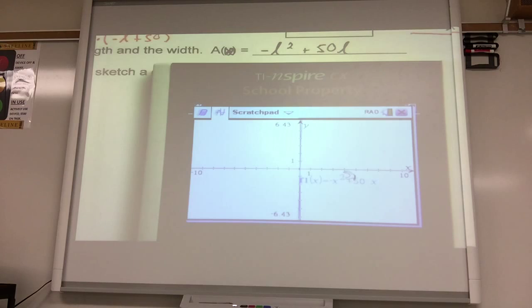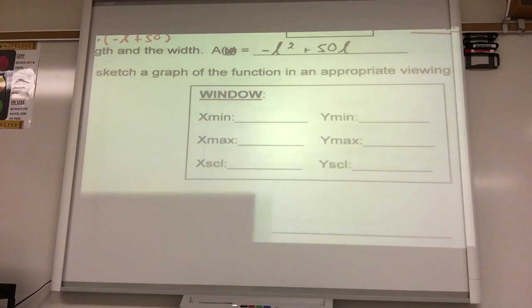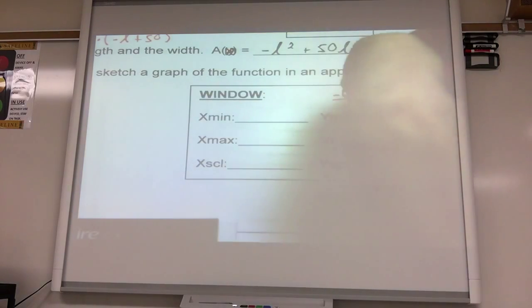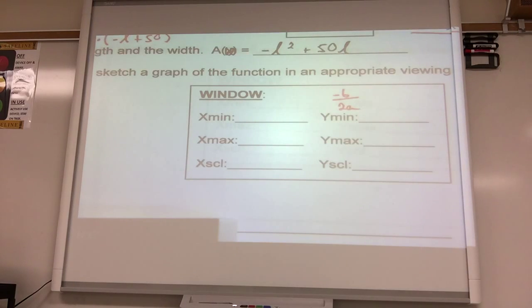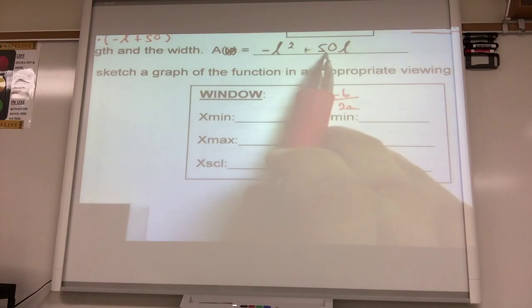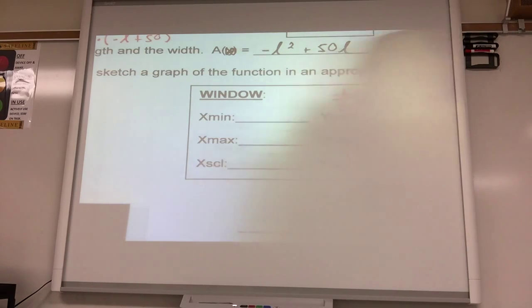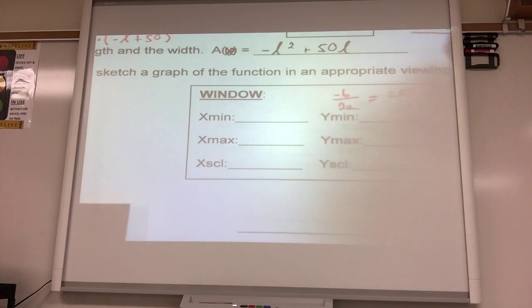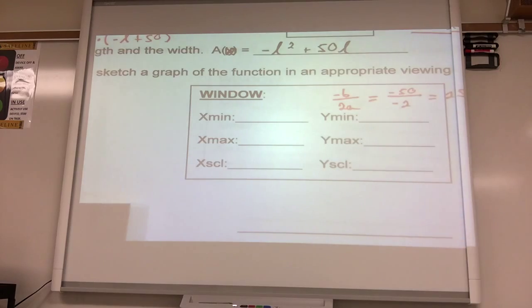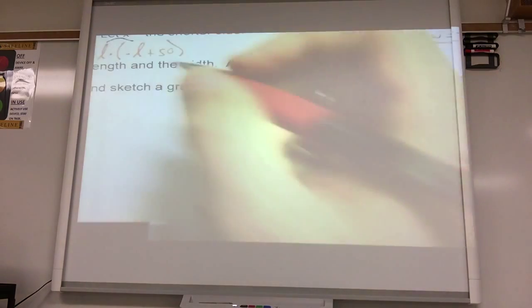A lot of people will look at this and say, look, there's just a line. I can't see anything. Again, that's because this quadratic we just created is not small. It's a big quadratic. So we need to use what I talked to you guys about in class, negative b over 2a, to find out exactly how big this quadratic is. This will help us find our vertex. Negative b is negative 50, over 2a is negative 2, and that equals 25. So my vertex is going to be at 25.